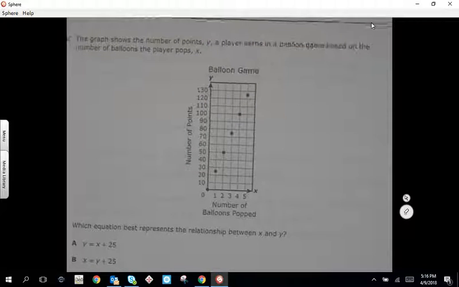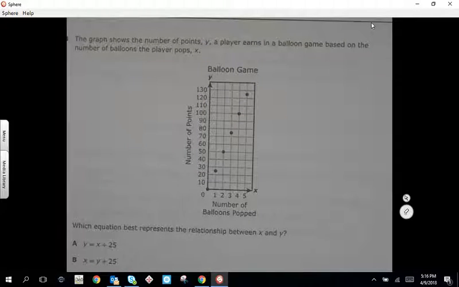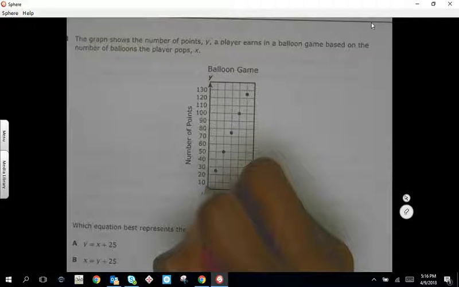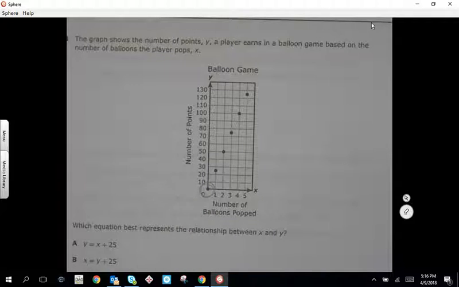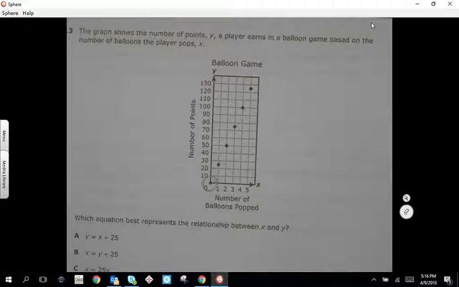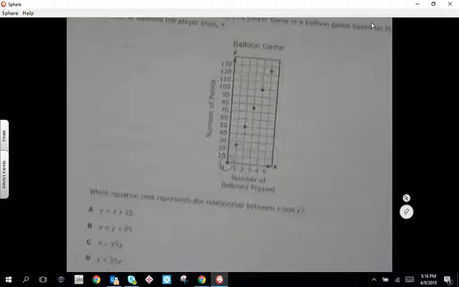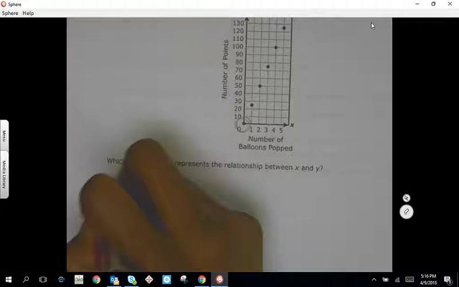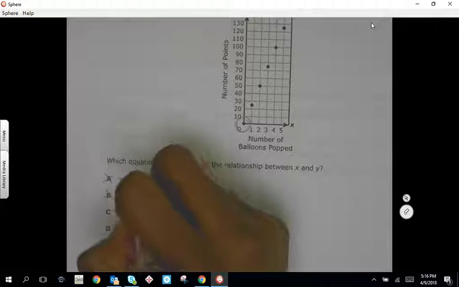All right, let's take a look at 13. The graph shows the number of points Y a player earns in a balloon game based on the number of balloons the player pops X. So here's what we know. Remember, what is the equation that represents X and Y? You got options. Remember, if it goes through 0, 0, that means that it is a multiplicative function. So I can automatically get rid of A and B because those are both additive.